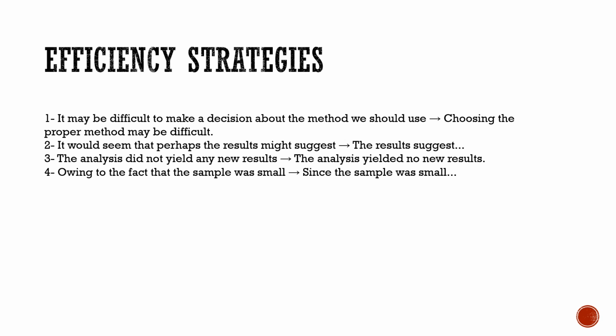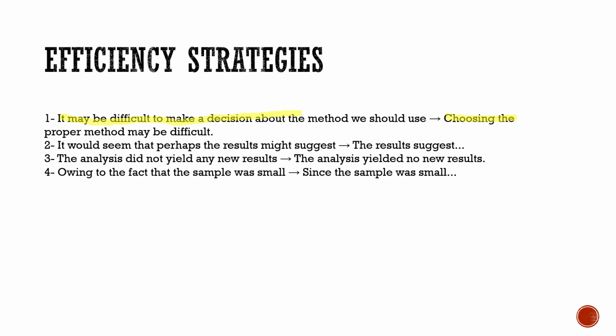So first, we should aim for an efficient use of words. Like we see here, we have: it may be difficult to make a decision about the method. This can be simply summarized into: choosing the proper method may be difficult. And here we immediately sharpen the sentence and we avoid sentence clutter.